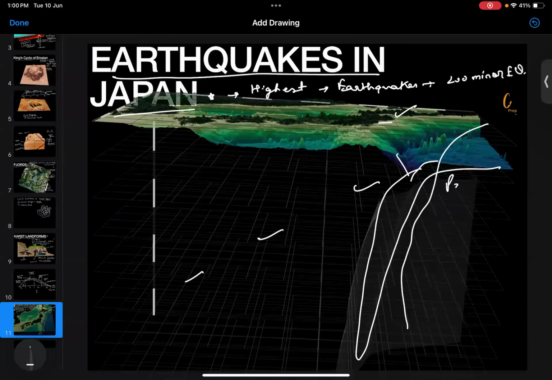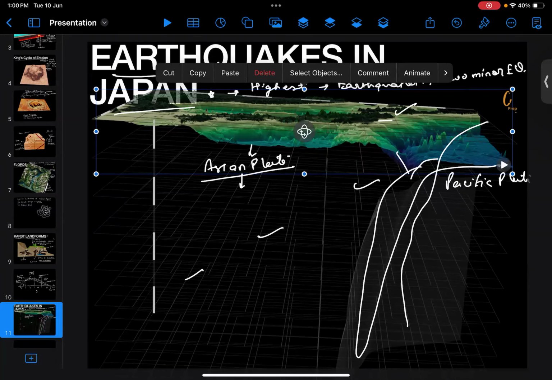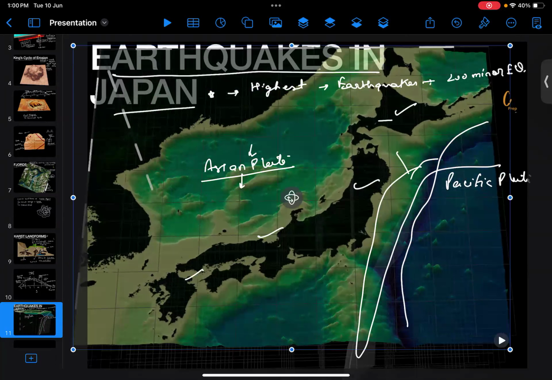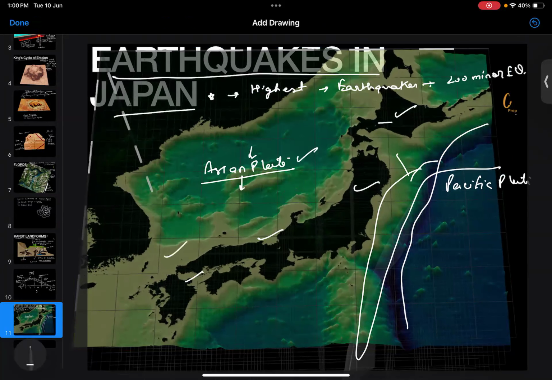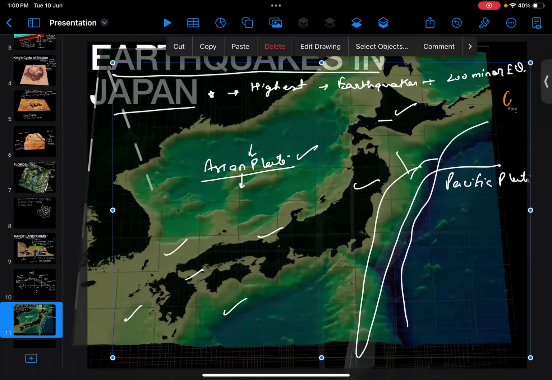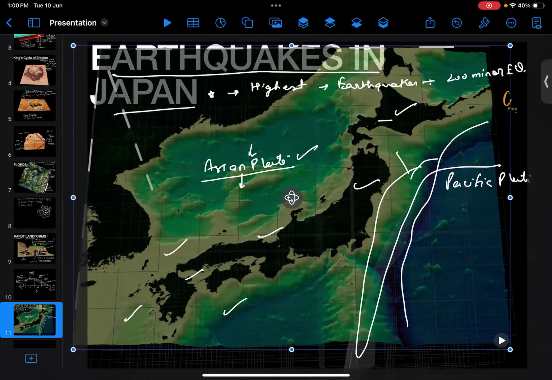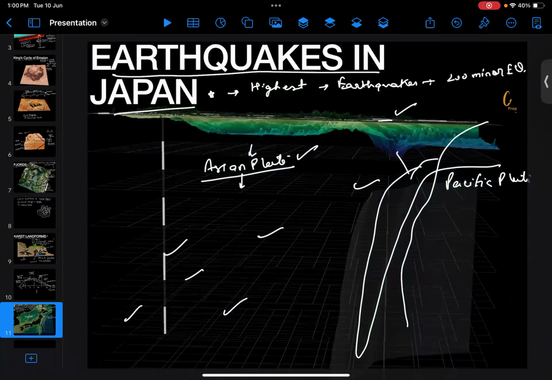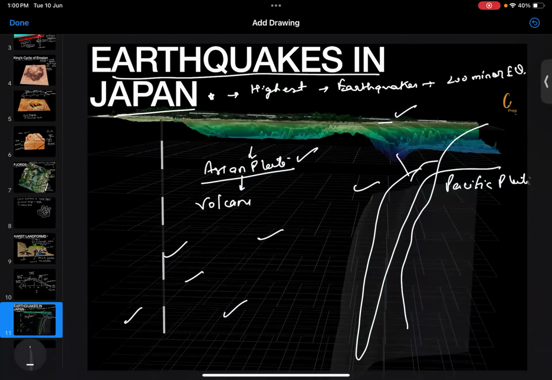Okay, this is the Pacific plate. This is the Asian plate. And under the Asian plate, this particular region which we are seeing, you can see that it is majorly consisting of water part. Here we can see there are certain seas and there are islands. So Japan is an archipelago, or island archipelago, or it is also called a volcanic island.